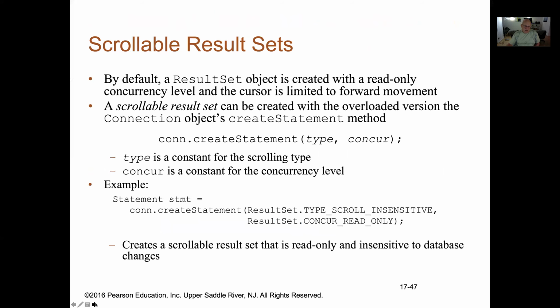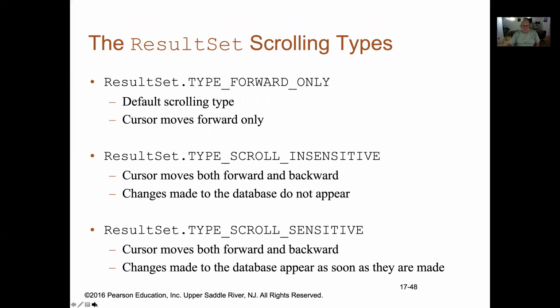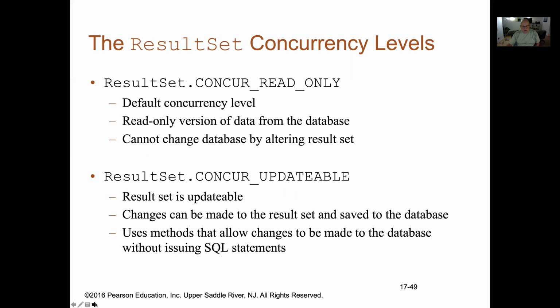This talks about scrollable result sets. This is where the cursor moves both forward and backwards. Changes made to the database do not appear. Type scroll sensitive: the cursor moves both forward and backward, and changes made to the database appear as soon as they are made. You can set the result set concurrency levels to concur read only or concur updatable.